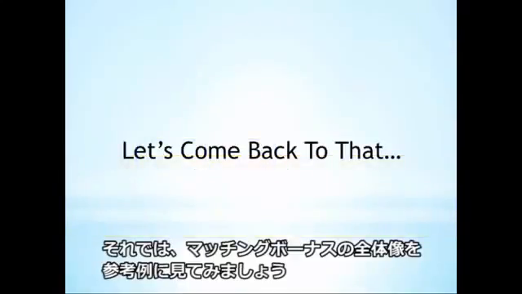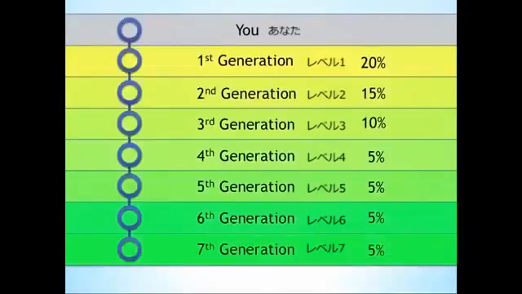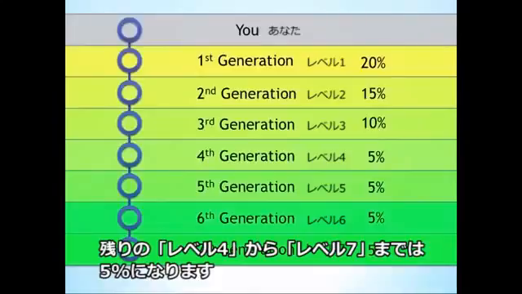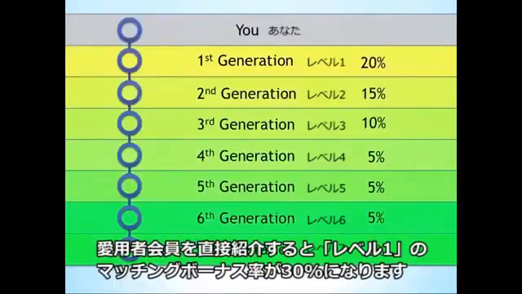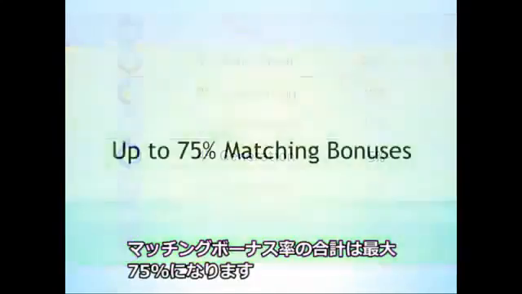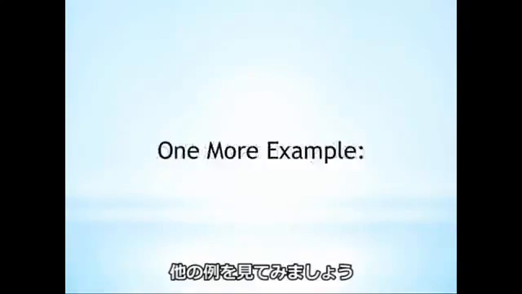Let's look at the whole matching bonus structure and then give an example of how it works. Jeunesse pays matching bonuses on 7 generations. The payout is 20%, 15%, 10%, and 5% on generations 4 through 7. There's even an option to increase your first generation up to 30% by acquiring preferred customers. In total, the Jeunesse Rewards Plan offers up to 75% matching bonuses. Okay, so what does this all mean? Let's look at another example.